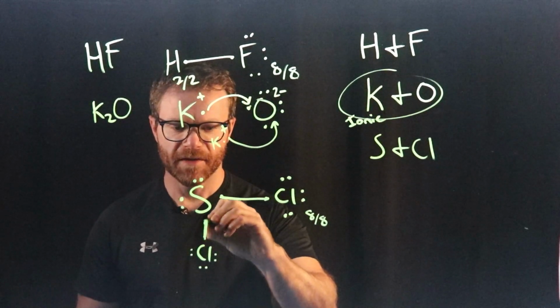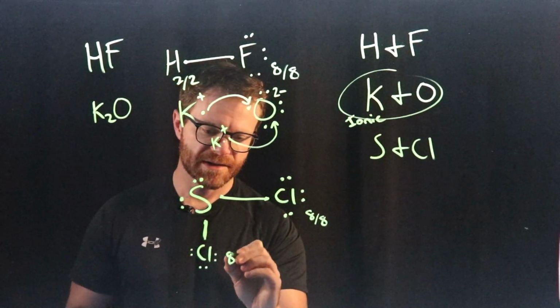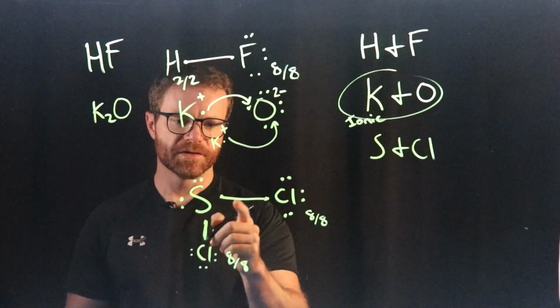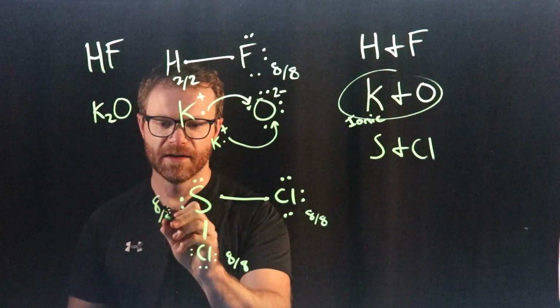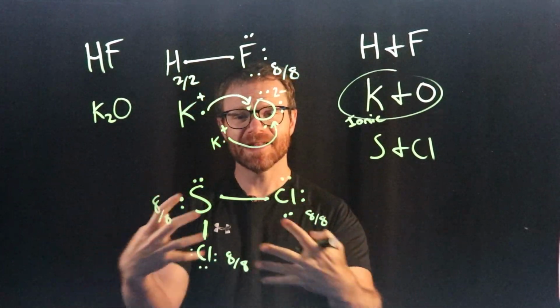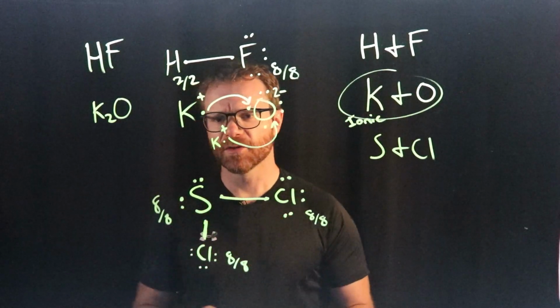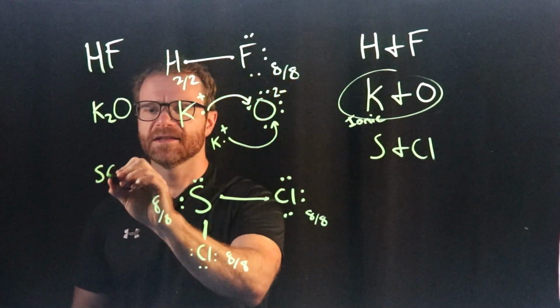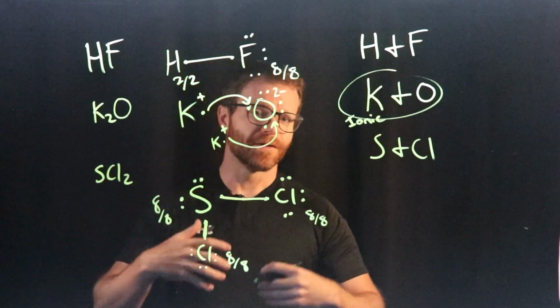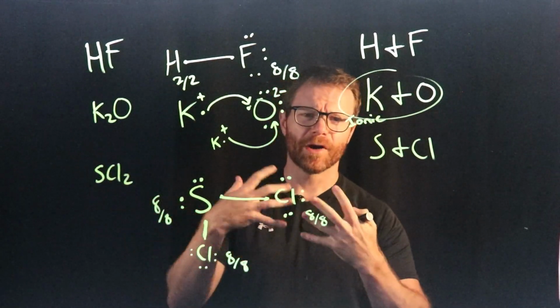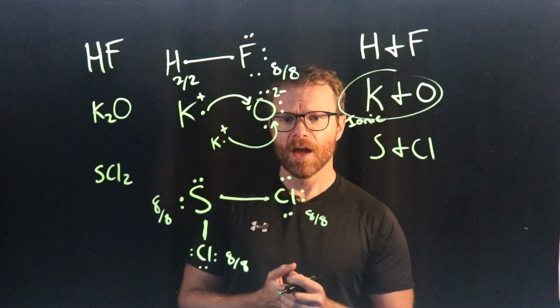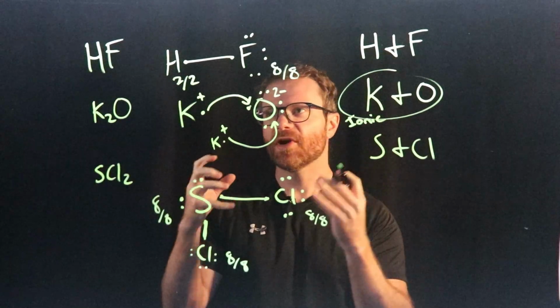Let's form a single bond there. This chlorine has 8 out of 8. It's stable. This sulfur also has 2, 4, 6, 8, 8 out of 8. It's also stable. We've made a stable covalent compound using these single bonds, and we call this SCl2, or sulfur dichloride. Again, you'll learn about writing the names of these later. Okay, pretty easy. Keep practicing it.